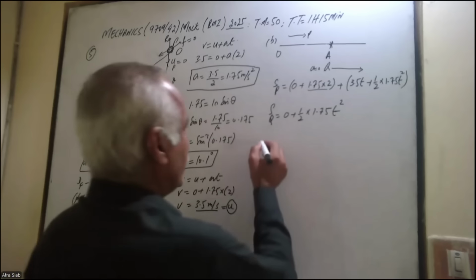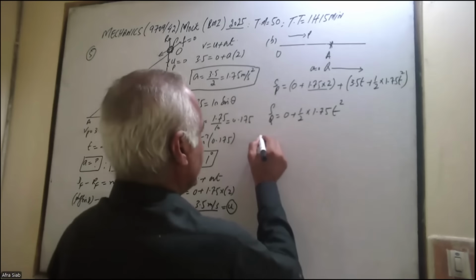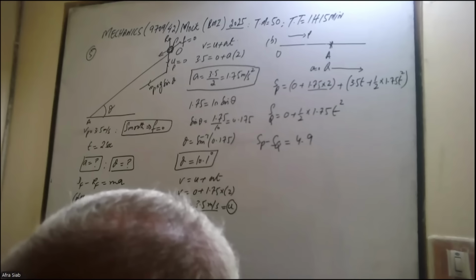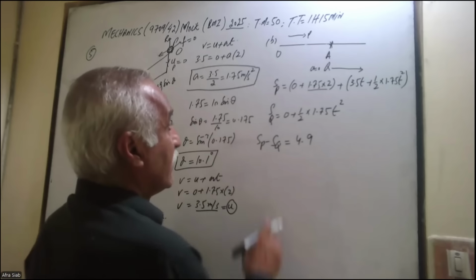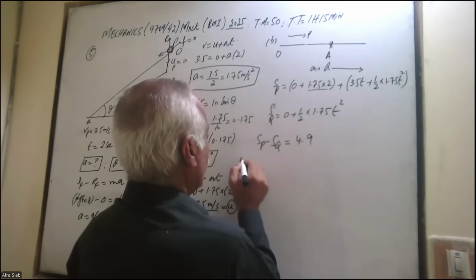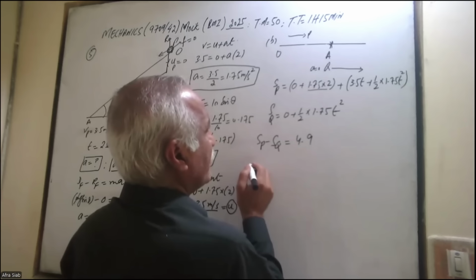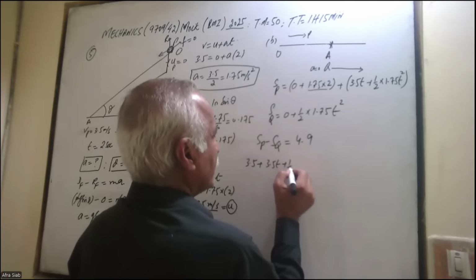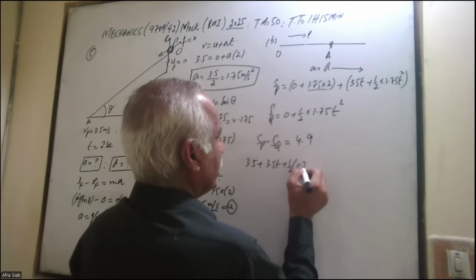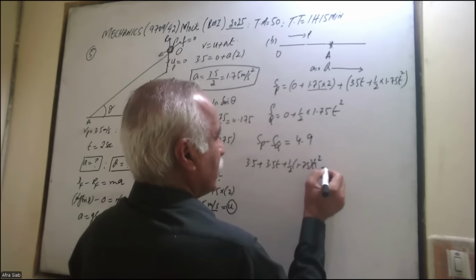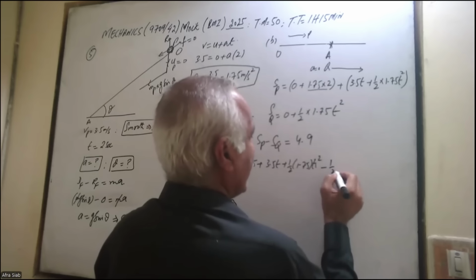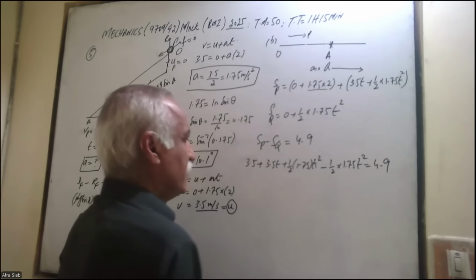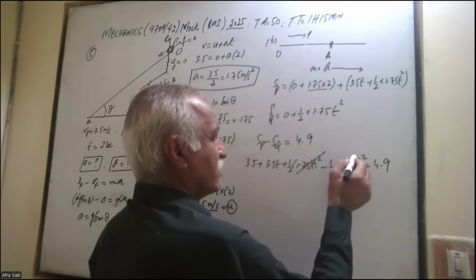Now the distance SP minus SQ is equal to 4.9 meters. So SP is 1.5 into 3.5 plus 3.5 t plus half into 1.75 t square, minus the distance of this, that is half into 1.75 into t square, that should be equal to 4.9 there. So this and this, they are going to cancel out each other.